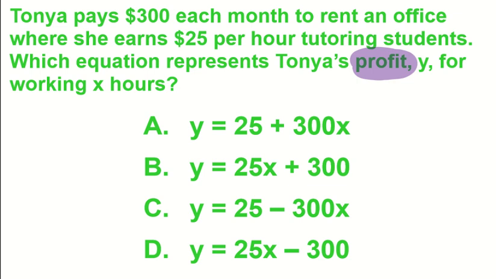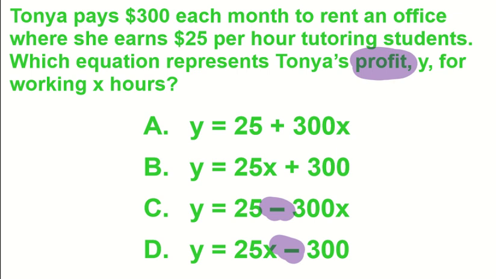Adrian? D is correct. Hey, who can tell me how do we find profit? Yeah, money made minus money spent. So right there, it's money made minus money spent. It has to have subtraction. All right, profit's going to be a subtraction problem.